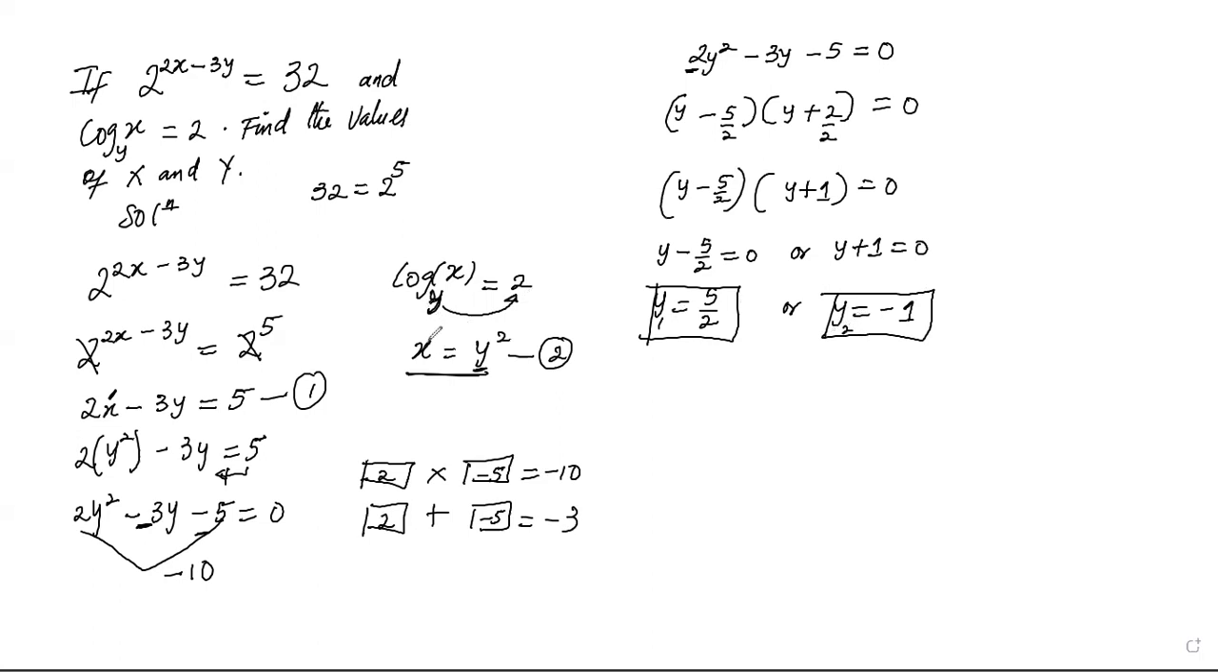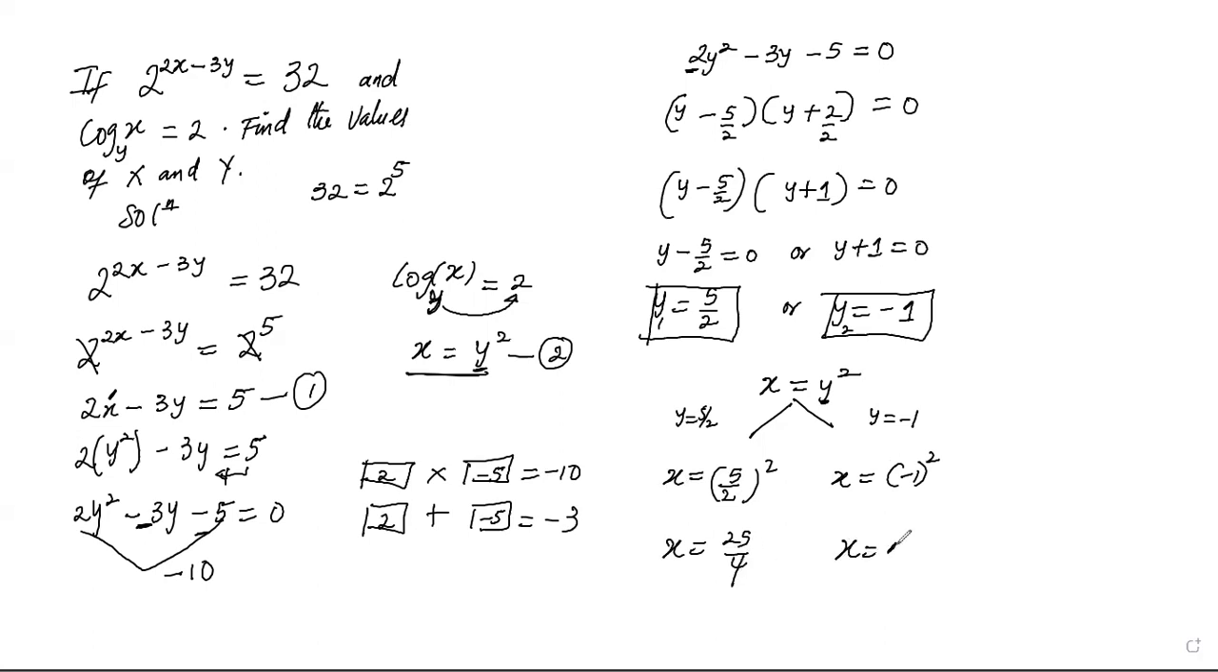Now we need to get the value of x. From equation 2, I will substitute the values of y. Equation 2 is x is equal to y squared. Here y is equal to 5 over 2, and here y is equal to minus 1. So here I have x is equal to 5 over 2 all squared, and for the other we'll have x is equal to minus 1 all squared. So here x is equal to 25 over 4, and here x is equal to 1.